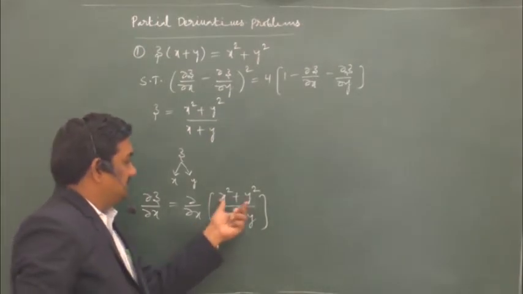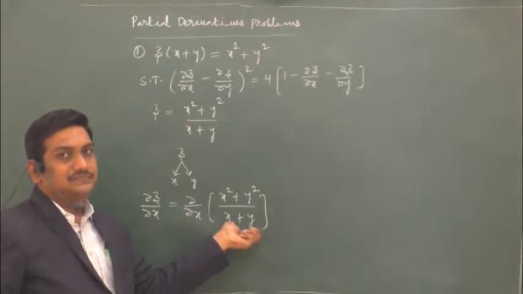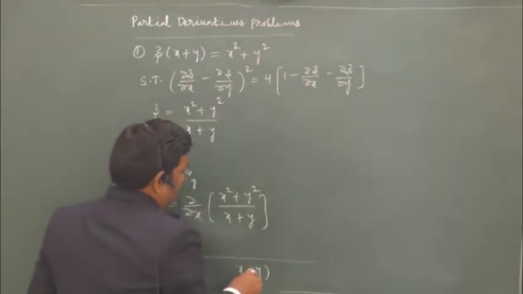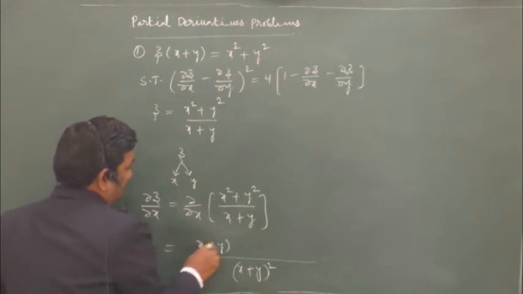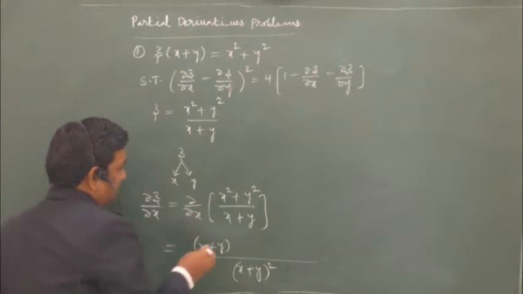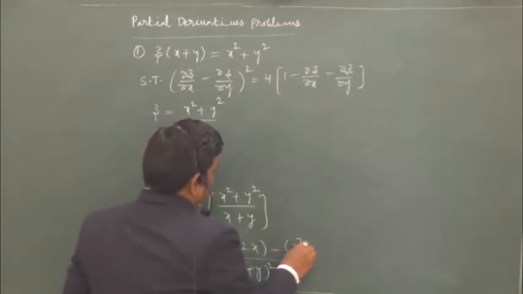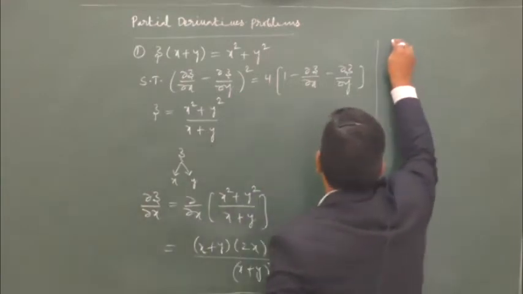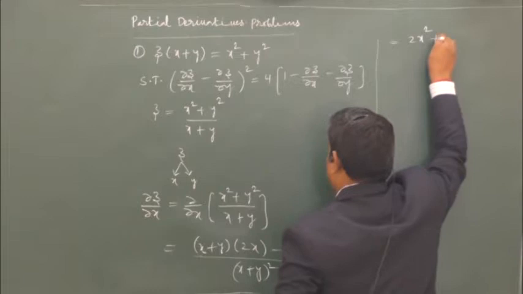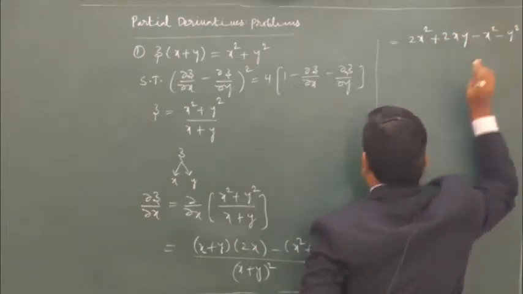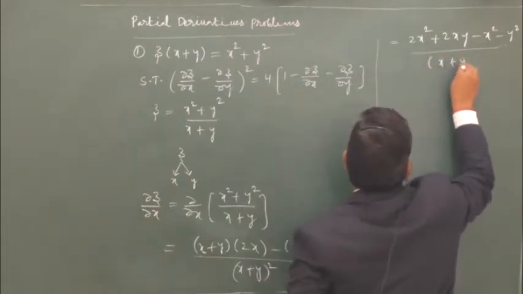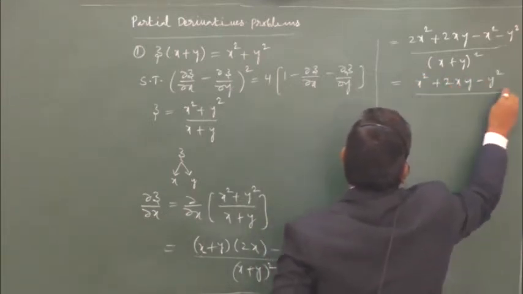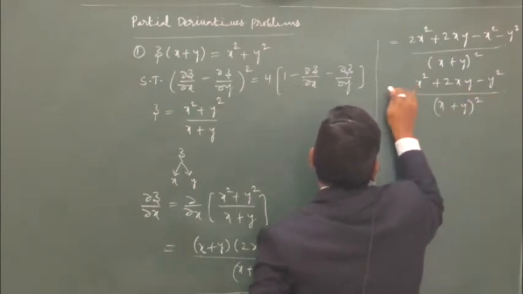Now the numerator has x term and denominator is also having x term. Then you need to apply derivative of u by v. This will be equal to (x plus y) into (derivative of x square plus y square, which is 2x) minus (x square plus y square) into 1, whole divided by (x plus y) whole square. Now this will be equal to (2x square plus 2xy minus x square minus y square) by (x plus y) whole square. Now this is (x square plus 2xy minus y square) by (x plus y) whole square. So this is the value of ∂z/∂x.